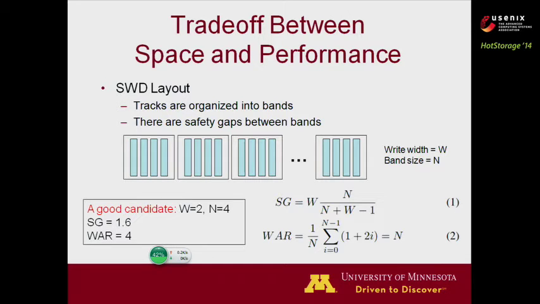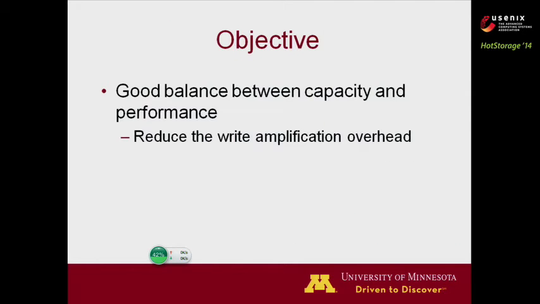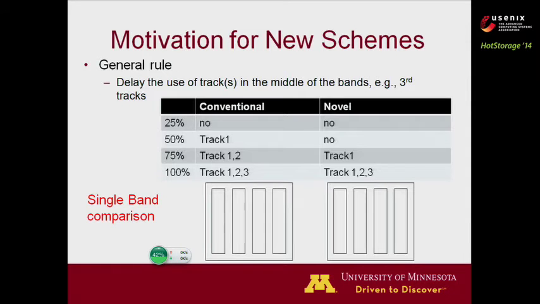You can do 3 and 5, but if the write head is 3, that means it's harder to manufacture. You now need to put 3 chunks in the space used by 1 chunk in the traditional hard drive. So the objective here is to achieve a good balance between space gain and performance, especially how to reduce the write amplification overhead for the updates.